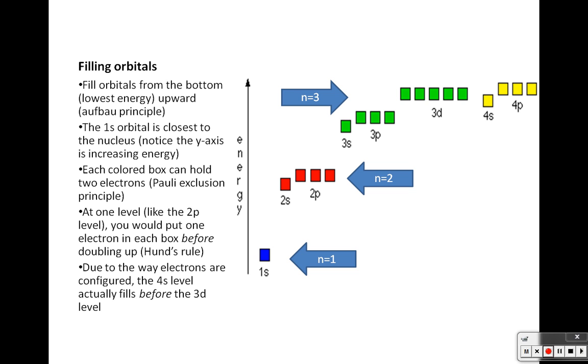And then, as we talked about, due to the way the electrons are configured and the average energy of the shell, of the orbital, the 4s level actually fills before the 3d level. And that's the only exception on this diagram. I'm going to show you how you can figure out how each orbital fills, because it doesn't necessarily go in order.